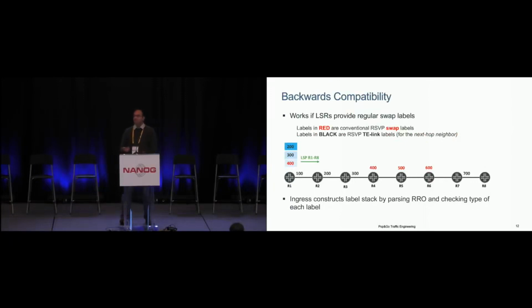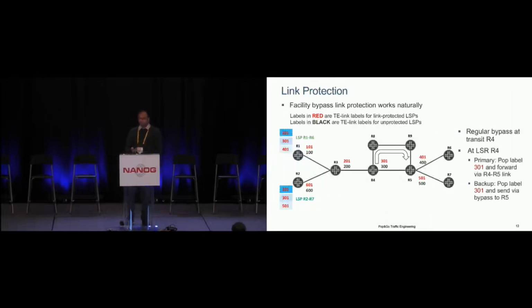So with backwards compatibility, this isn't obviously the most ideal scenario, but let's say the ingress routers are upgraded, and they have to be upgraded. Transit routers having old images can actually continue to allocate swap labels like they have been doing today, and ingress can actually have the logic to construct the appropriate label stack. So this is just a simple example that shows, just to illustrate the point, that it actually works with certain transit hops not supporting this functionality.